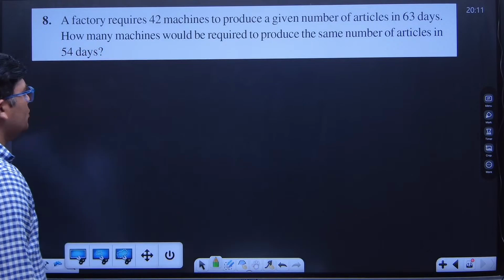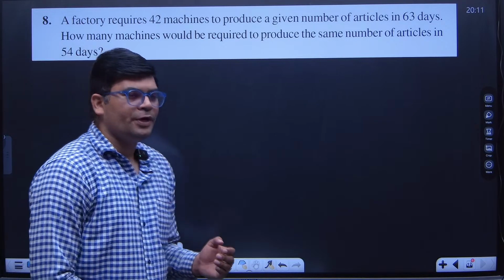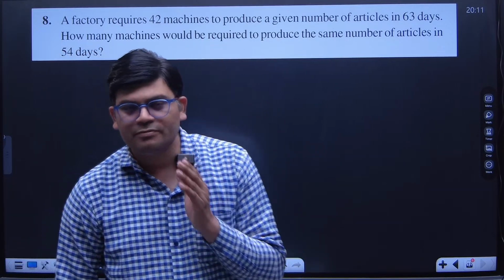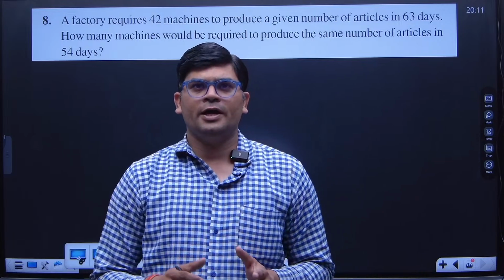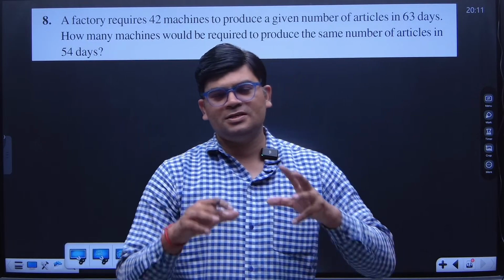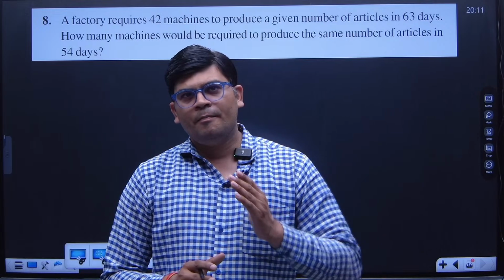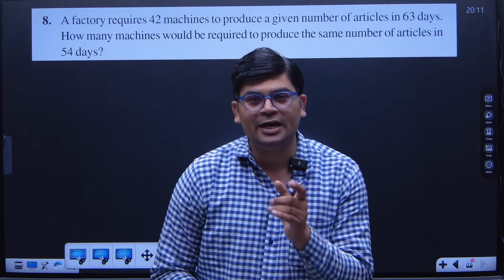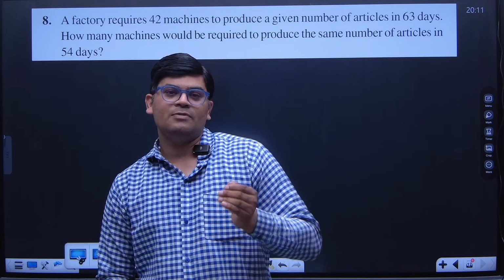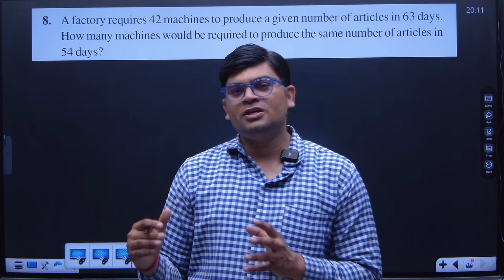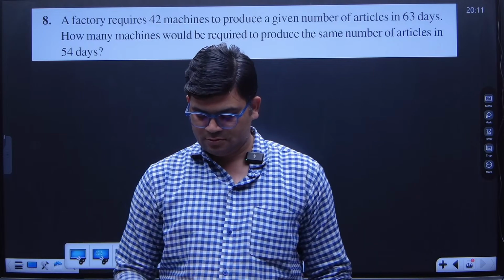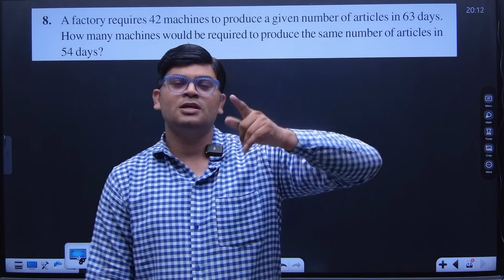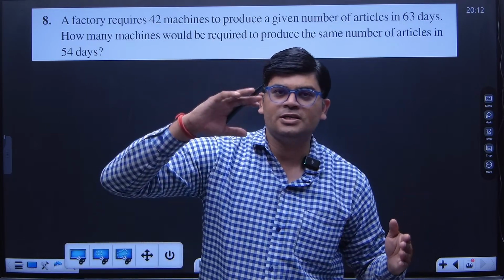Now what is the question asking you? The question is asking how many machines would be required to produce the same number of articles. They are not asking how many more machines. The number of articles would remain the same, but the time has to be finished by 54 days. That means the time is reduced by 9 days. So if the time is reduced by 9 days, will the number of machines increase or decrease? Sir, it'll increase. So this is a case of inverse proportion, because as the time is decreasing, the number of machines is increasing.